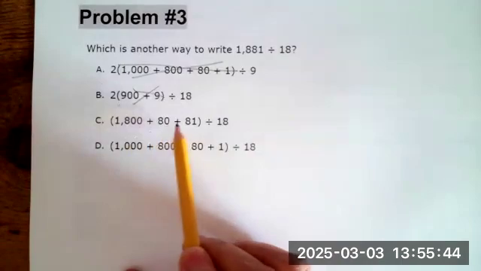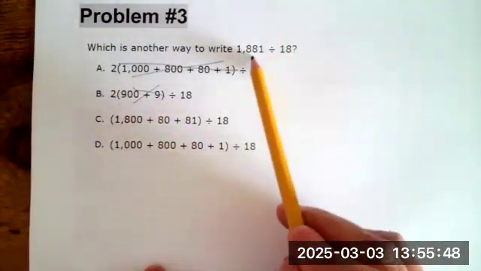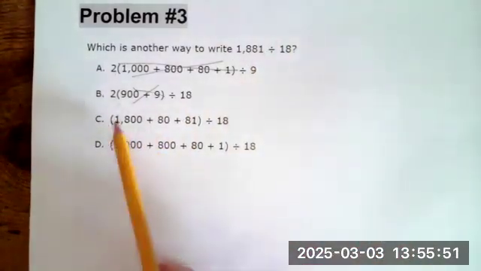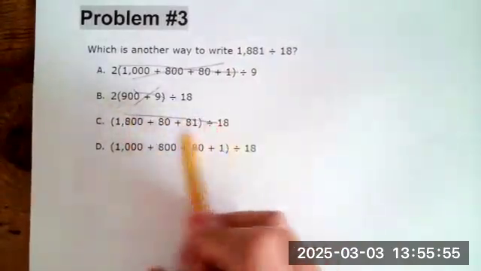1,800 plus 80 plus 81. Ooh, that's looking a little hopeful because look at all these 8s in this number. Maybe, yeah, I'm going to pick this one. Don't do it. Why not? Because it's not the right one.